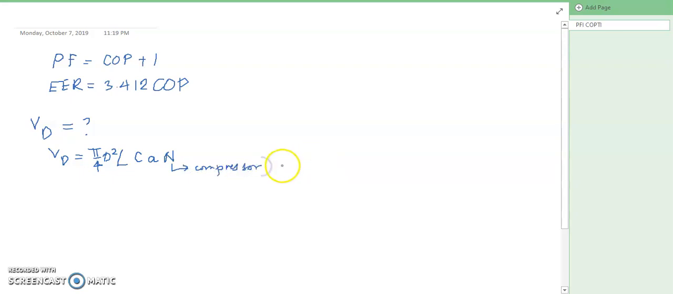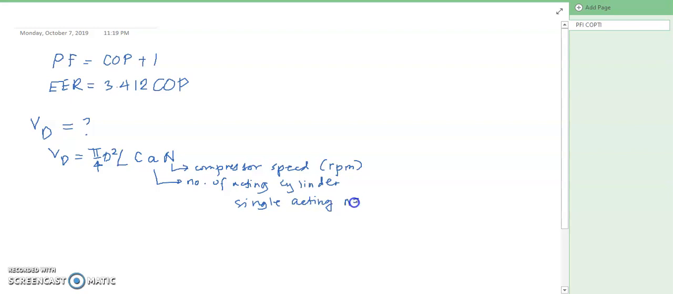So isa-isa natin. Again, this is compressor speed. Speed, so RPM yan. Okay, this is the number of acting cylinder. So let's say for single acting cylinder, use N is equal to 1. And then, for double acting cylinder, use N is equal to 2.0. Then, C is the number of cylinders.